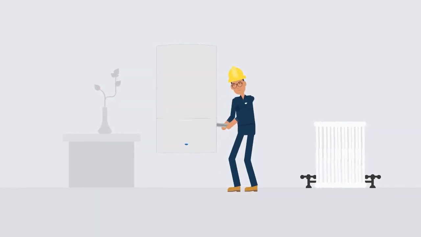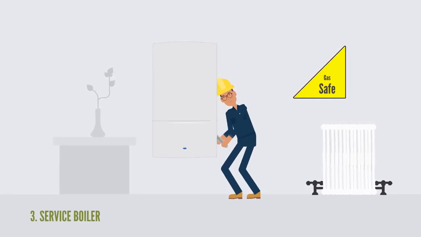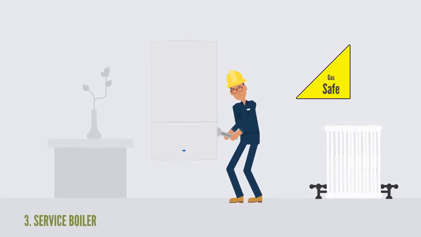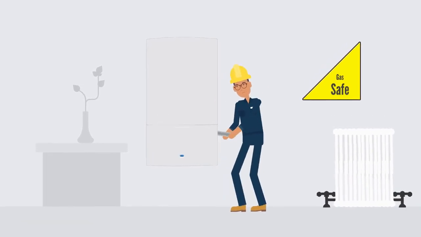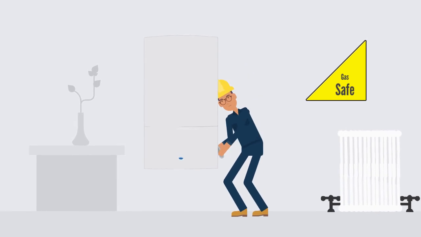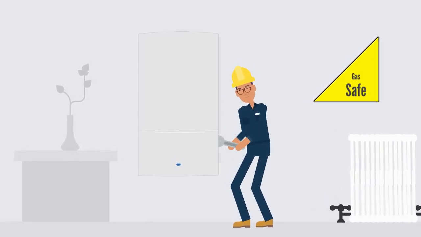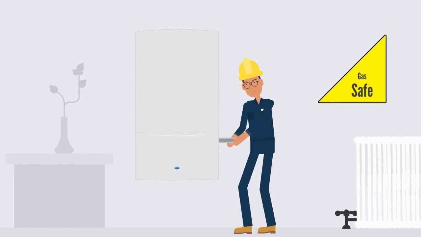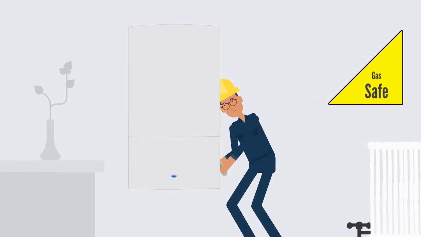3. Service your boiler regularly. Having a gas-safe registered engineer give your boiler a once-over every year helps keep it performing at its best. By catching small problems before they become big and expensive, a service may also help prolong the life of the boiler and may be a condition of your warranty. You'll also have peace of mind that it's safe to use.